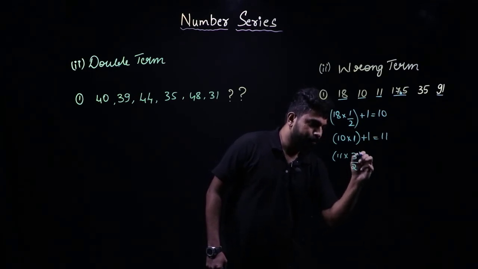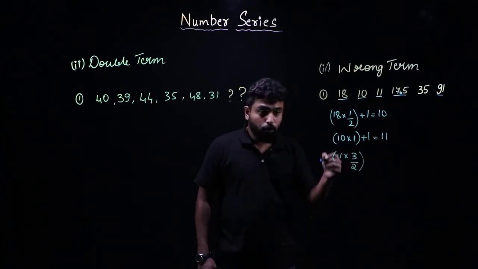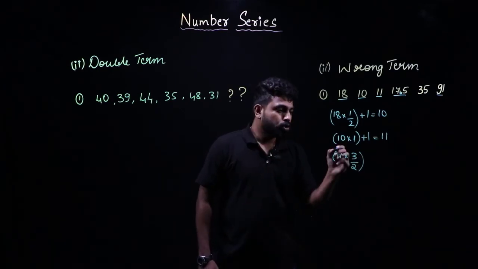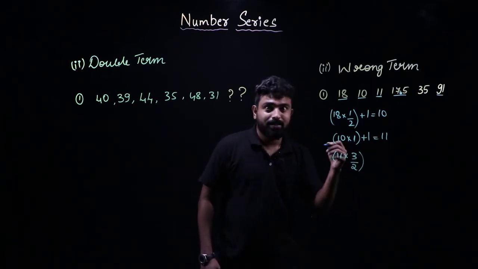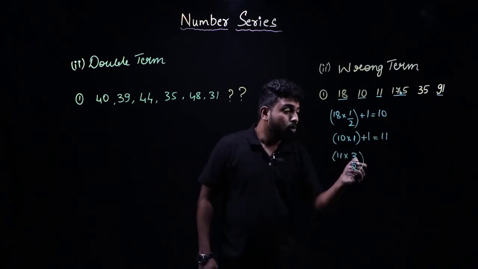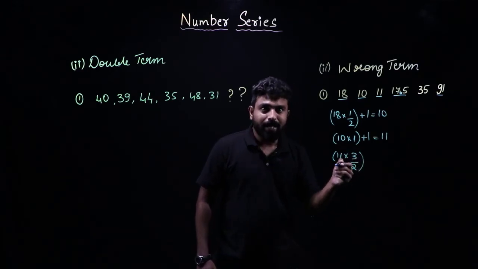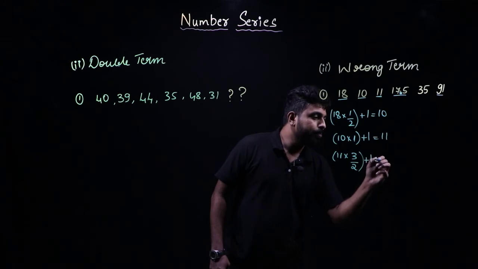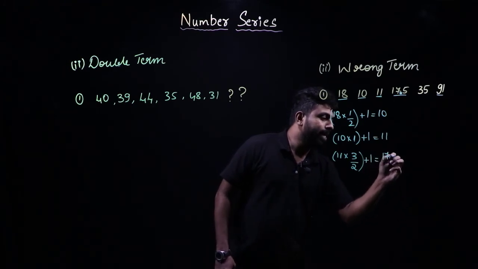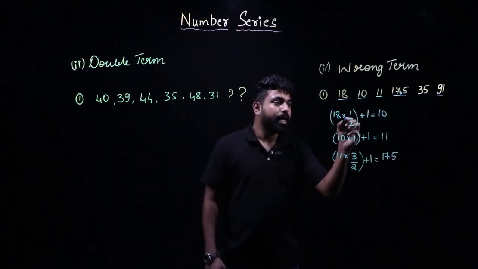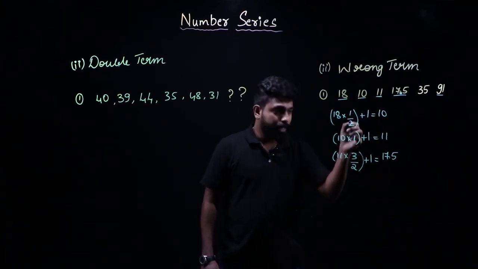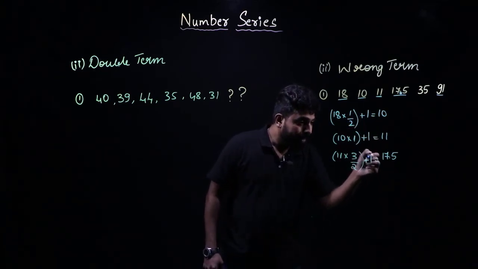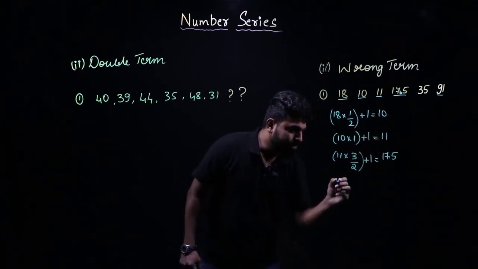Yes. 1.5 can also be written as 3 by 2. So if I multiply 11 with 3, I get 33. If I divide 33 by 2, I get 16.5. So 16.5 plus 1 gives me 17.5. Yes. So my logic would be into 1 by 2 plus 1, into 1 plus 1, into 3 by 2 plus 1. So what should be my next term here?